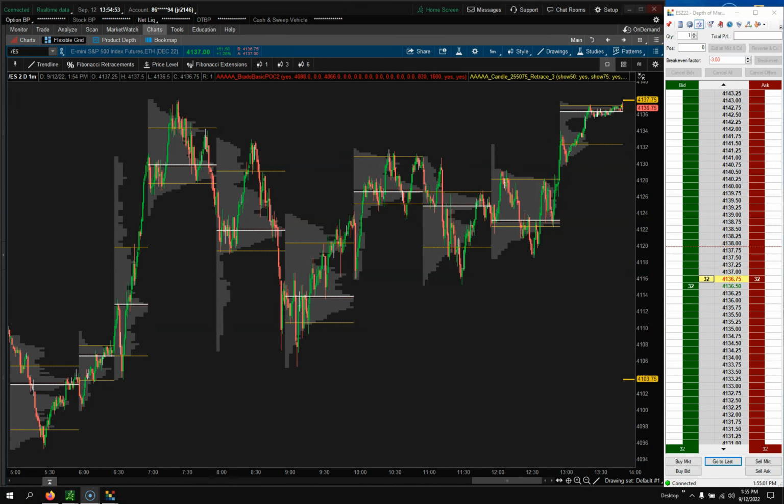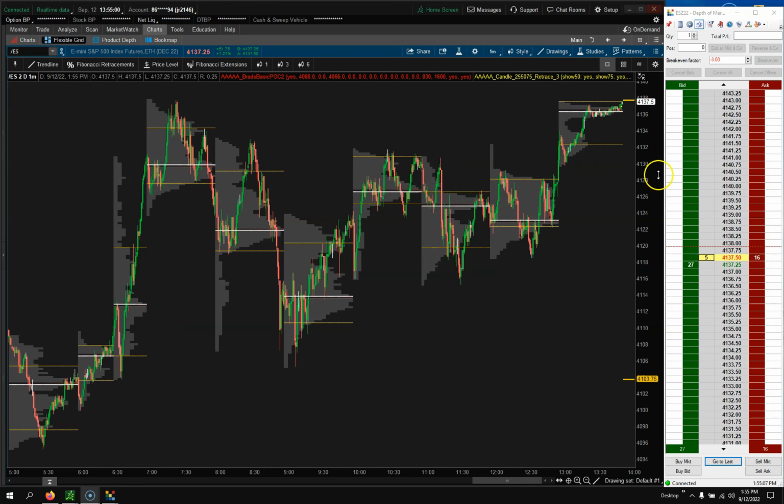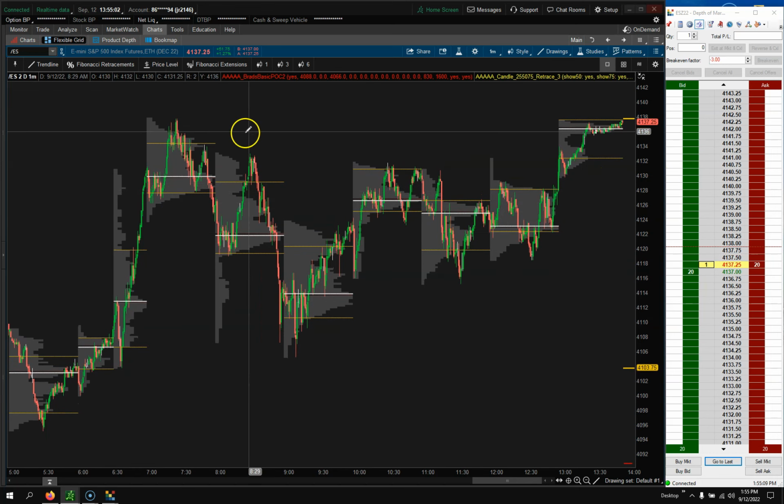But with that being said, let's jump right into it. Okay, so pick your level and manage risk. What do I mean by that? Well, here's a chart. I'm just going to use a market profile chart, a 1 minute. Let's say we're scalping.